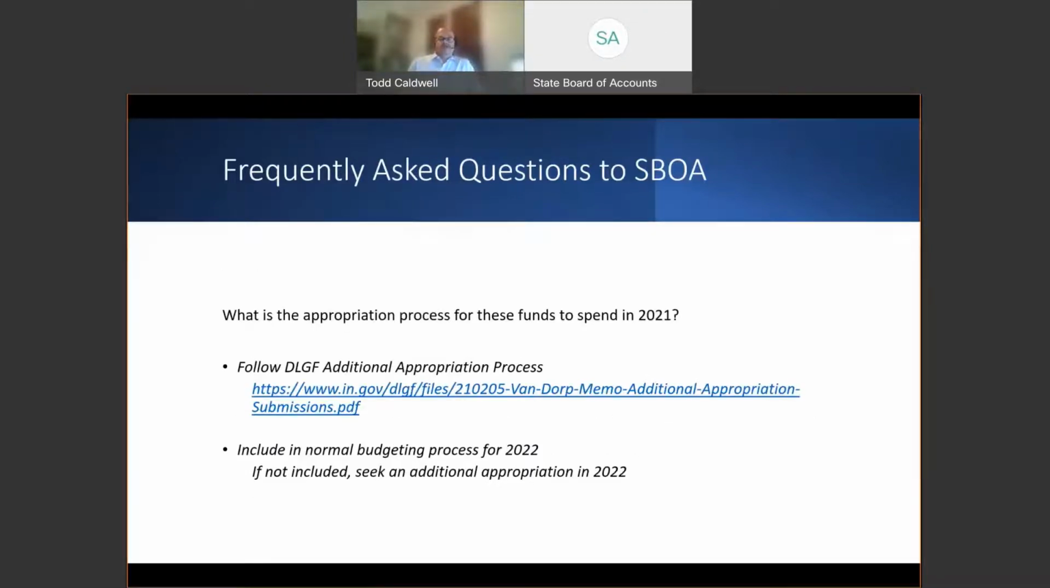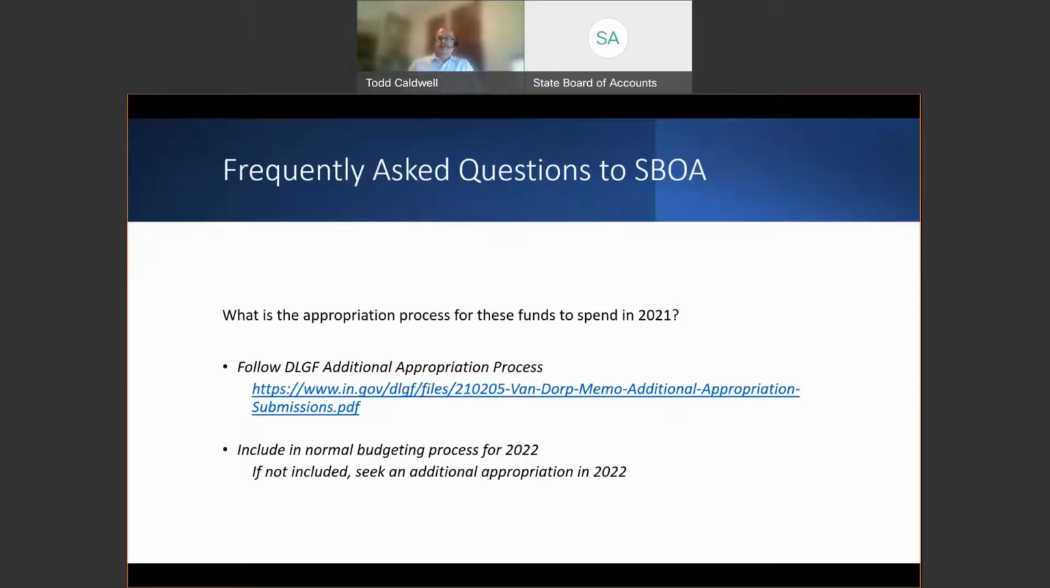We had a lot of questions about the appropriation process for these funds. And that process for the ARPA fund is the same as for any other of your home ruled funds and as defined by DLGF. So there's a statute to consider here, and it's Indiana Code 6-1.1-18-5(d). According to that statute, a political subdivision, city or town, may make an additional appropriation without approval of DLGF if the additional appropriation is made from a fund that's not described under subsection B. However, the fiscal officer of the political subdivision shall report the additional appropriation to DLGF.